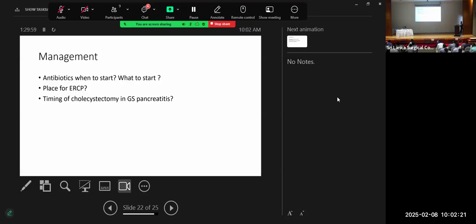Now, MRCP, like we discussed, is not available freely. And if you're going to do an MRCP to look for it, it's better to wait for the pancreatitis to settle completely and do it. So you can't in Sri Lanka do an MRCP during the same admission before you go for a lap chole. On the balance, if you wait, there's a 50% chance that someone is going to get a recurrent attack. Correct?